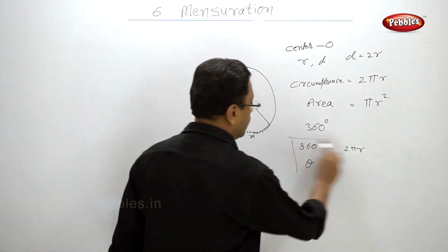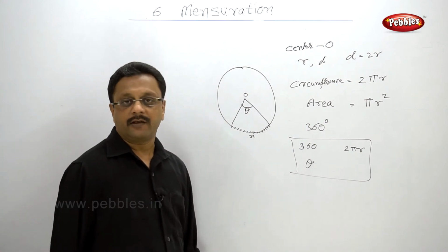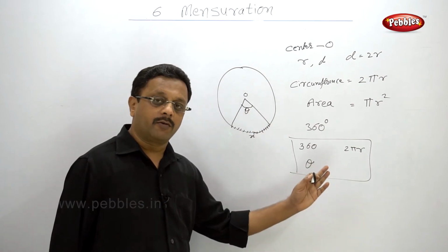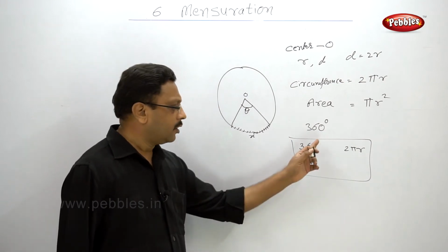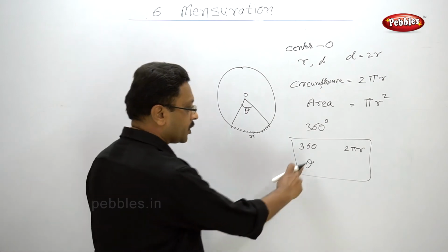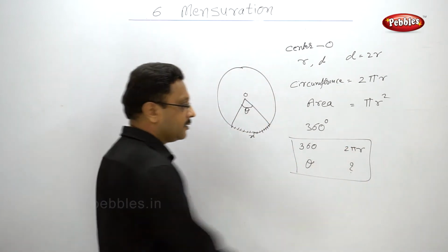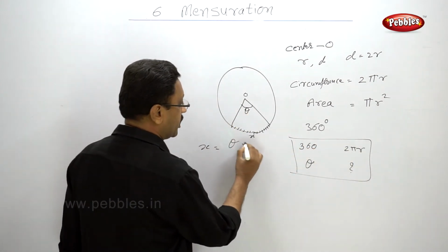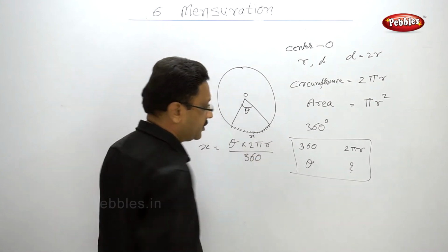This formula or this method you have learned in the 3rd standard or 2nd standard, and this can solve the majority of your problems till your engineering levels. This is a very simple thing. Only thing, degrees with degrees, length with length. So how will you do that? This x will be nothing but theta into 2 pi r divided by 360.